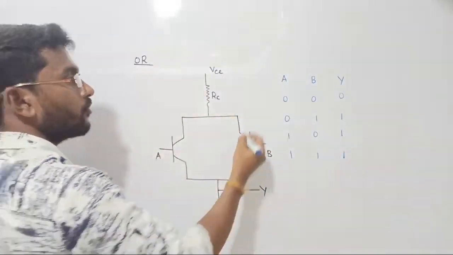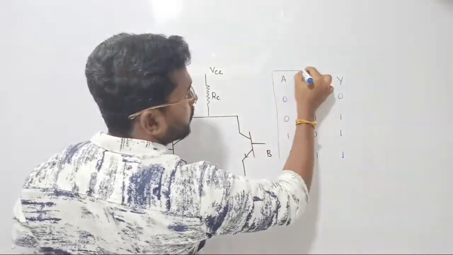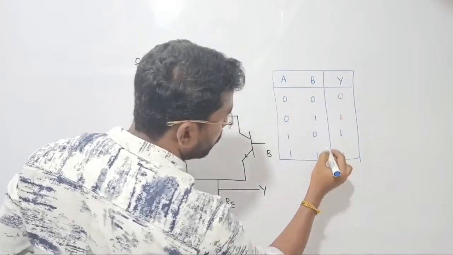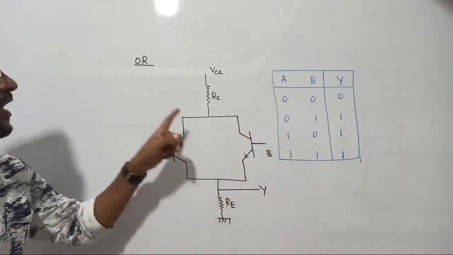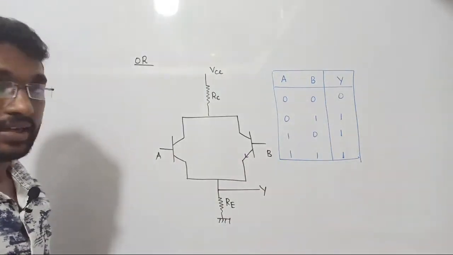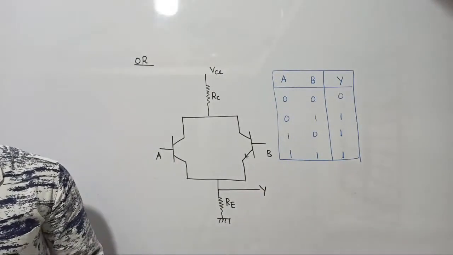Automatically, right? Fine. Now what is the conclusion here? This is the equivalent circuit of whom? OR gate. Yes, I am getting, right? So this is the equivalent circuit of the OR gate, right? So let us design the next one, right?